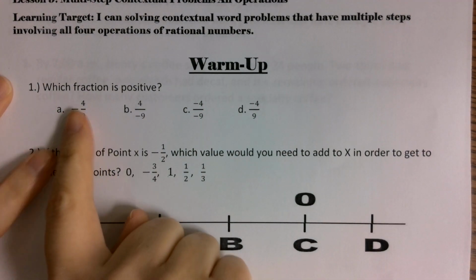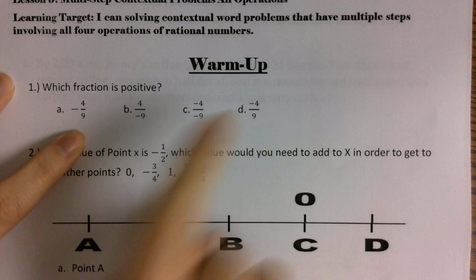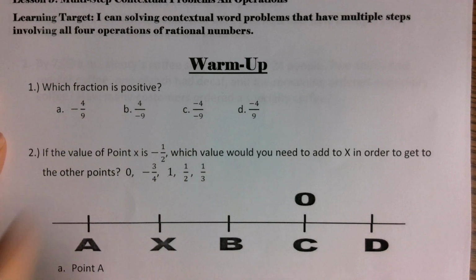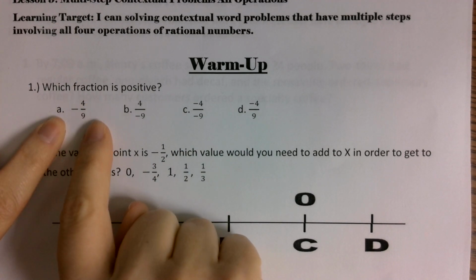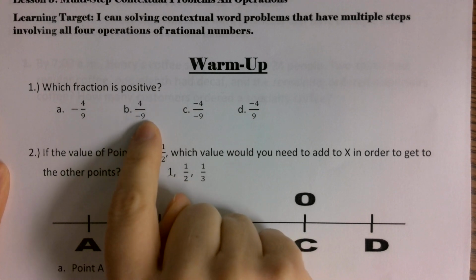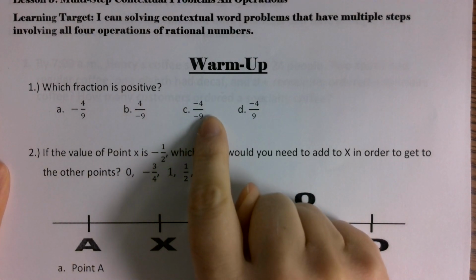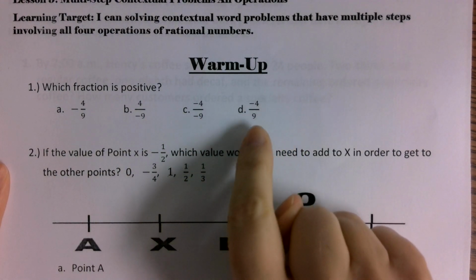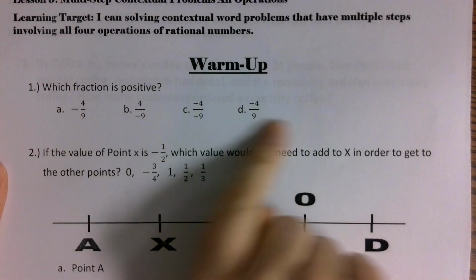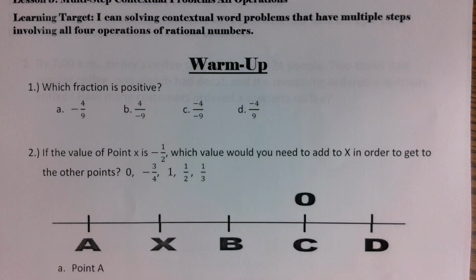All right, so for problem number 1, we want to know which of the following fractions is going to be a positive value. So we have a negative 4 over 9. We have a 4 over a negative 9. We have a negative 4 over negative 9. And we have a negative 4 over a positive 9. Which one of these is going to result in a positive value?